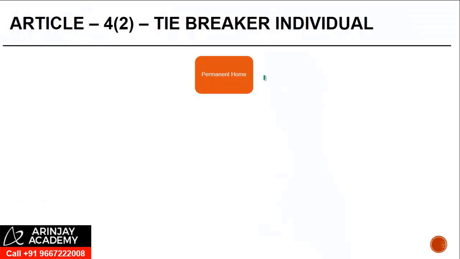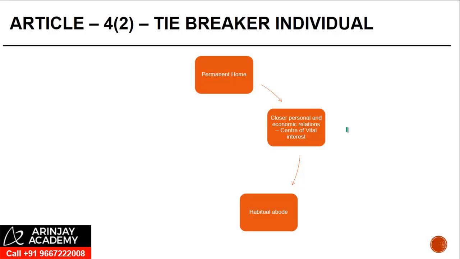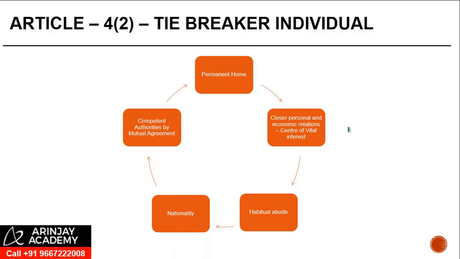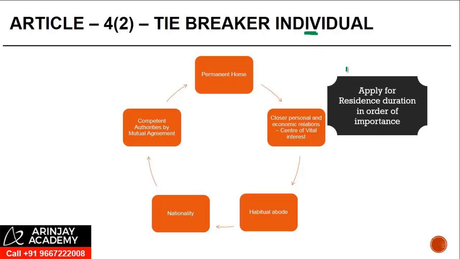So what are the criteria? The first is the permanent home. Second, closer personal and economic relationships, center of vital interest. Third, habitual abode. Fourth, nationality. And fifth, if none of these can decide, then the competent authorities may by mutual agreement decide which country the individual is a tax resident of.